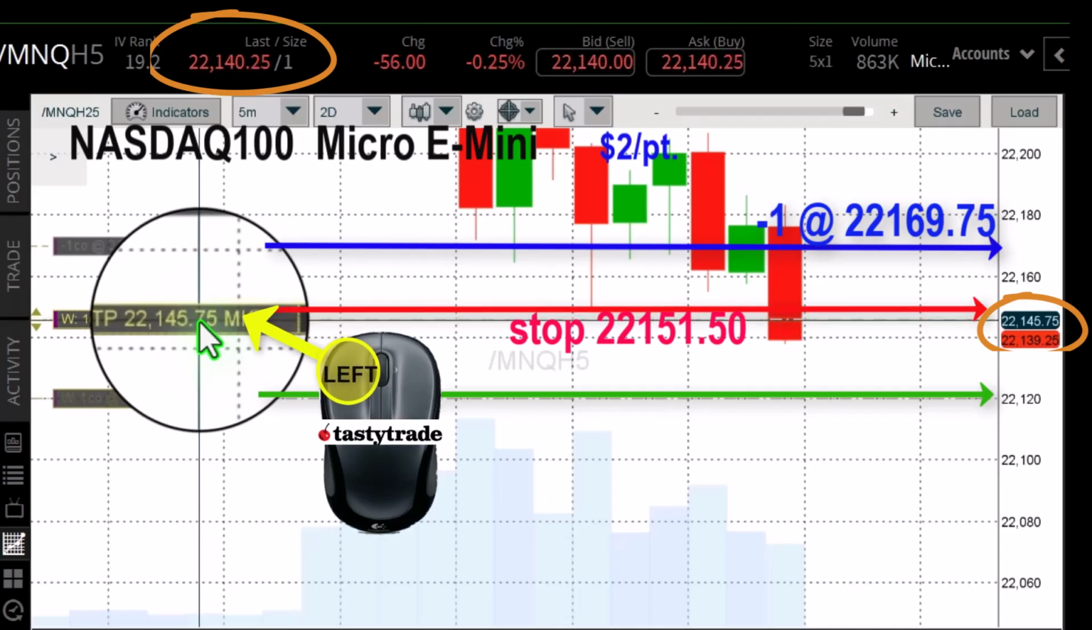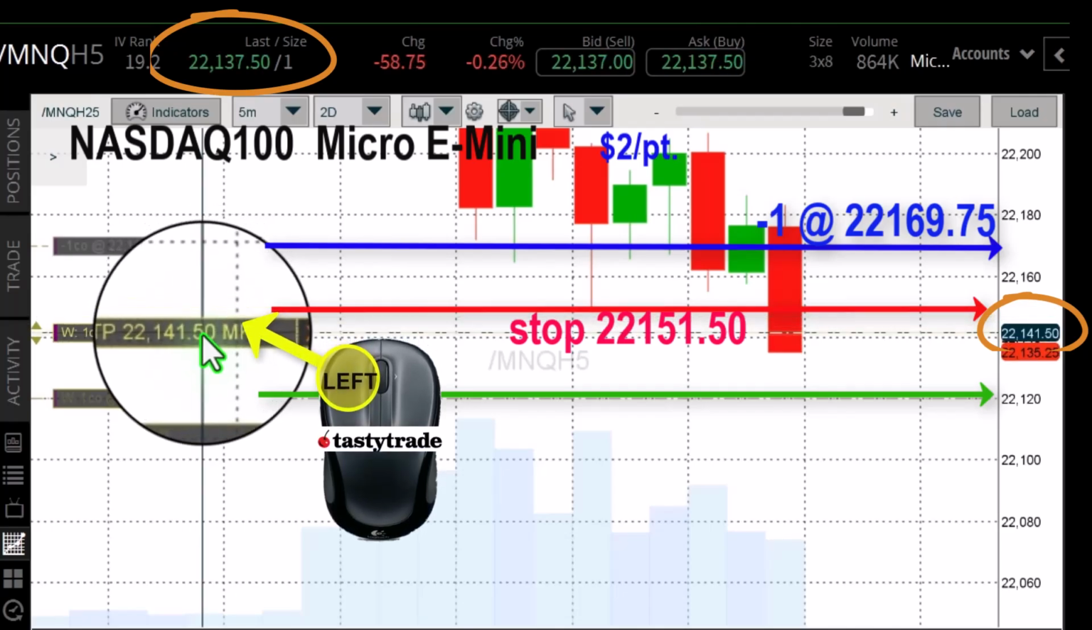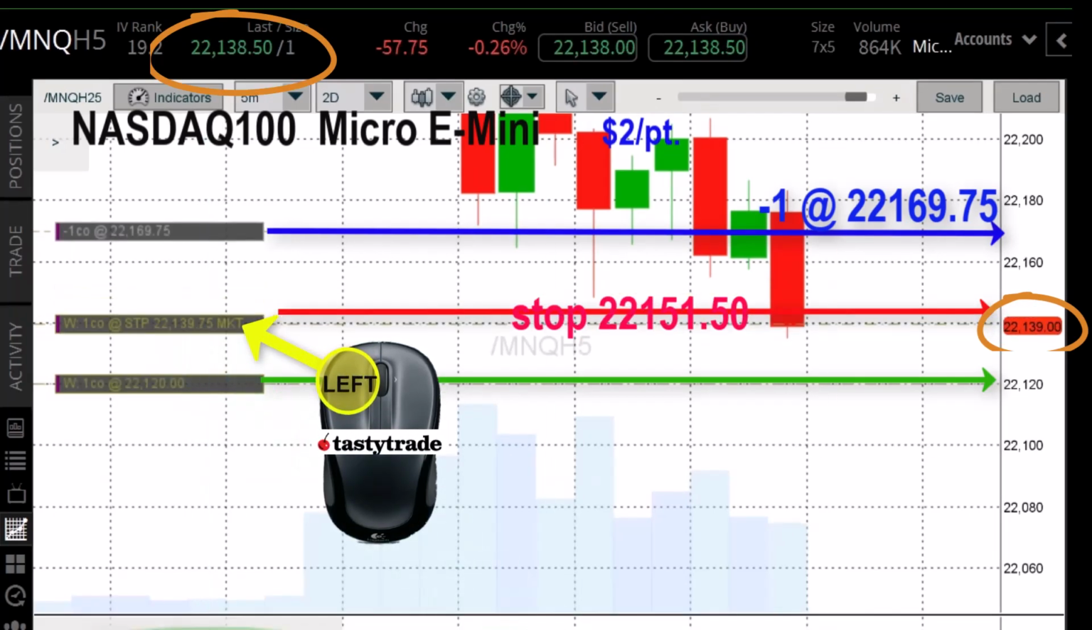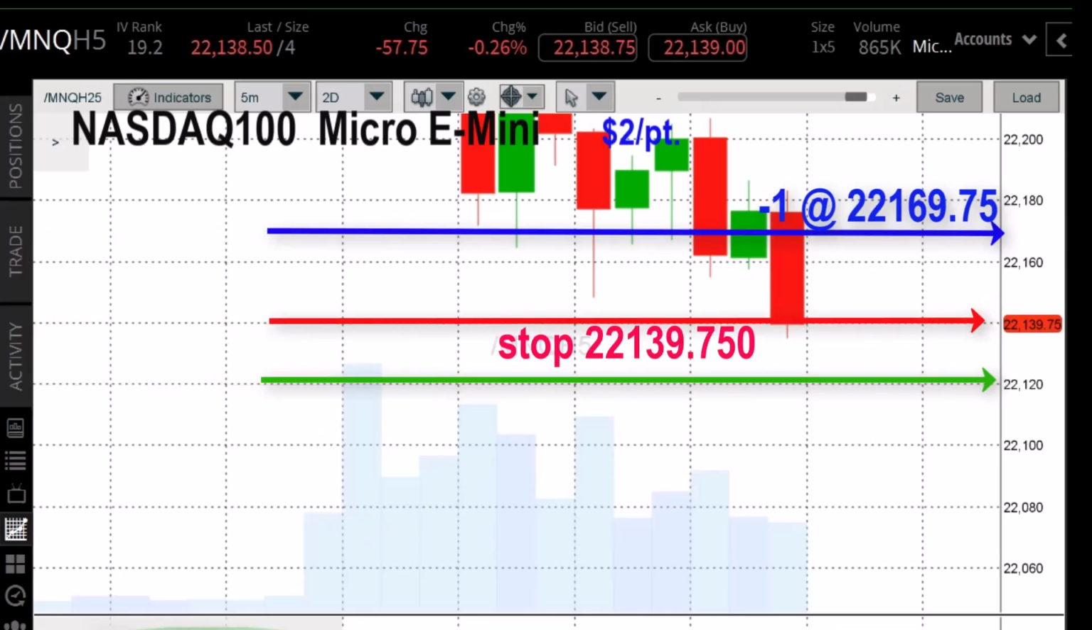The price dropped again to $22,141 and below that. So I've got my Tasty Trade mouse pulling that stop down. And guess what? I got stopped out at $22,139 3/4. That's it. 1 minute, 20 seconds.